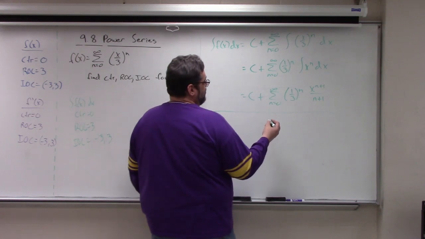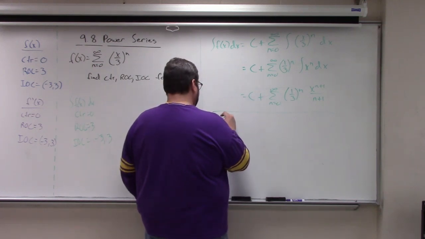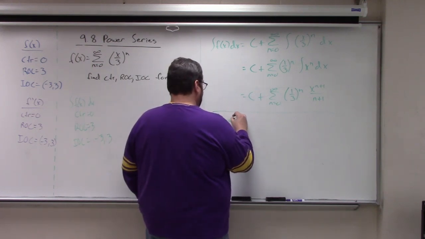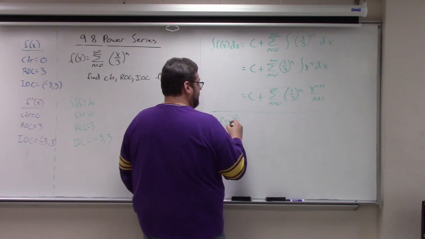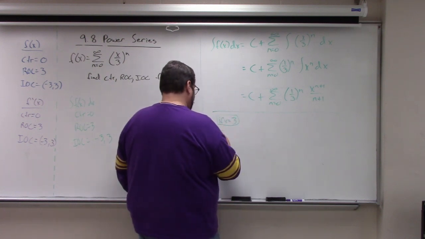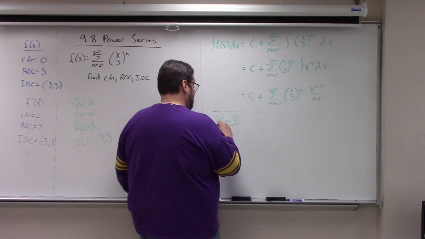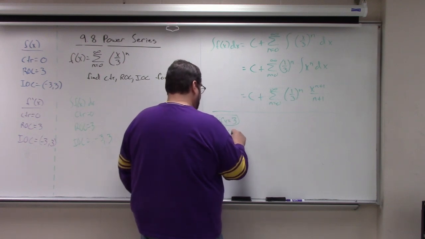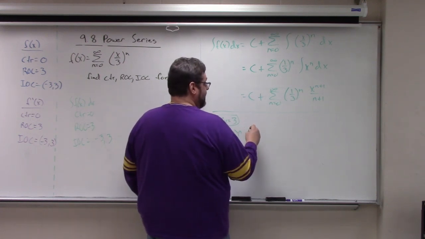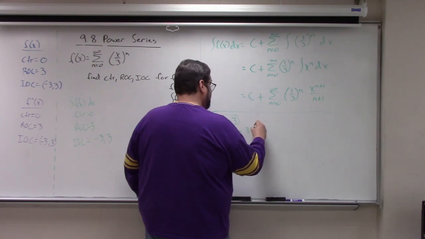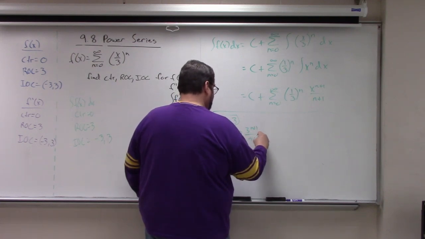So I'm going to look at what happens if x equals 3. Then we're going to get the sum from n equals 0 to infinity of 1/3 to the n, 3 to the n plus 1 over n plus 1.